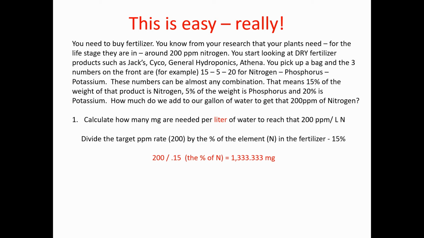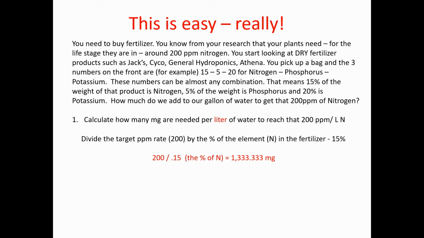First, we want to divide the target ppm rate that we want to reach. In this case, we want to reach 200 parts per million. So divide the target ppm rate we want to reach, which will be 200, by the percent of the element in the fertilizer that we're trying to calculate. In this case, it's nitrogen, and the percentage of the element is 15%.